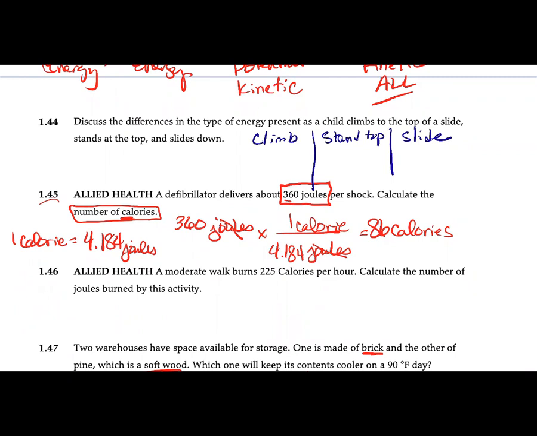So as the child is climbing, right, they're doing something. Anytime you are doing something, that is kinetic energy. And so as the child is climbing, the more they climb, the more they're converting that kinetic energy into potential energy. So then when they're standing at the top of that slide, they have potential energy. And that potential energy is then going to get converted back to kinetic as they slide down.